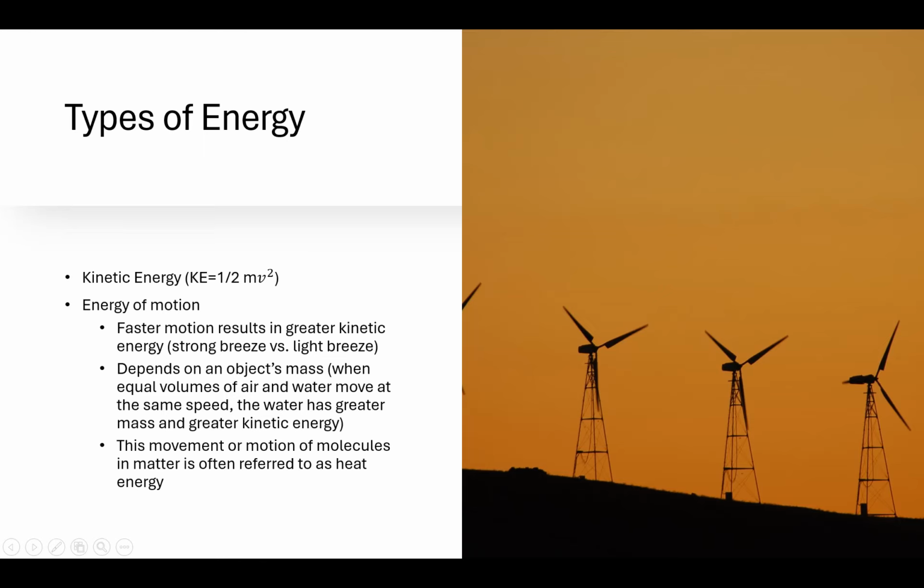Really, kinetic energy or energy of motion depends on the object's mass, which we see in the equation, m. When equal volumes of air and water move at the same speed, the water is going to have a greater mass and greater kinetic energy. So you kind of see this mass and kinetic energy are directly related as well. So if I increase mass, I increase kinetic energy. If I decrease mass, I decrease kinetic energy. This movement or motion of molecules and matter is often referred to as heat energy.